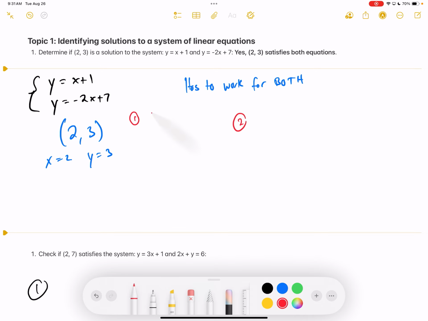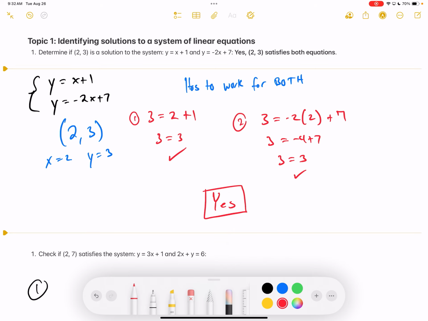On the first one, it's y equals x plus 1. So you put a 3 in for the y, a 2 in for the x. And this one's easy to say, okay, yes, that one works. Then you go plug it into the one on the bottom. y is 3, negative 2 times x, which is 2, plus 7. So 3 equals negative 4 plus 7. Yes, that one works too. So this is the intersection point because it works on both of those lines. The only way that a point can be on both of those lines is if they intersect.